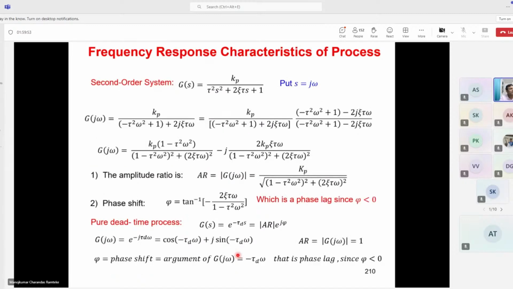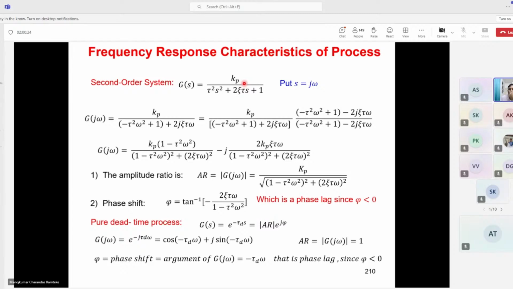Now let's look at the second order system. This particular derivation we have already done using first principles in tutorial number 6. Now we are going to do it directly by replacing s by j omega. In tutorial number 6, a second order system was given, and we found the amplitude ratio and the phase angle directly for a sinusoidal input. Now in this case, we are going to find the amplitude ratio and the phase angle directly by putting s equals j omega.